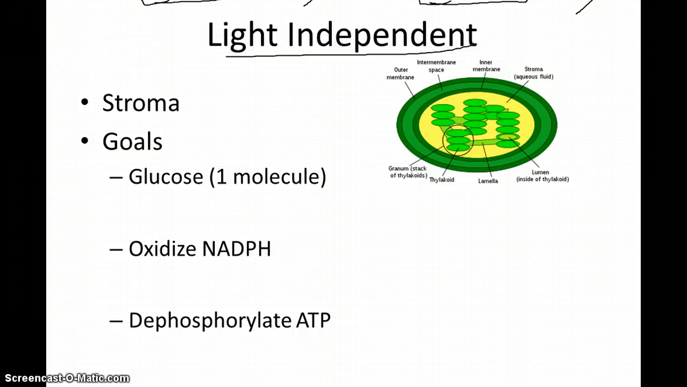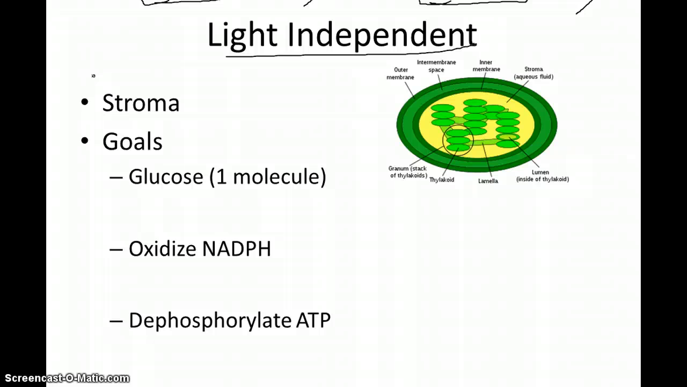So we can start by saying, where does the light-independent reaction take place? Well, it takes place in the stroma. And in a chloroplast, this chloroplast right here, the stroma is the yellow portion. That is the fluid within the chloroplast. It is like the cytoplasm of the chloroplast.